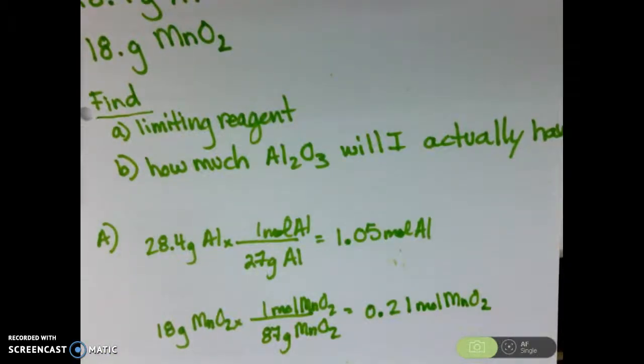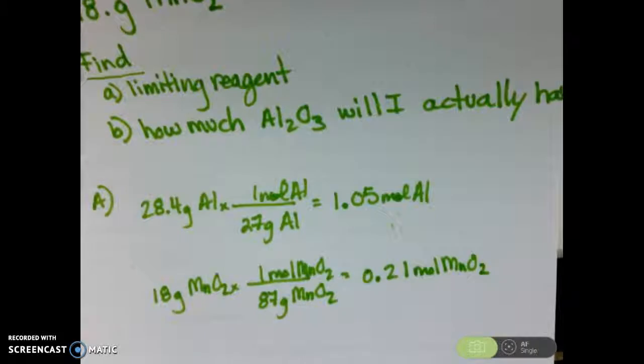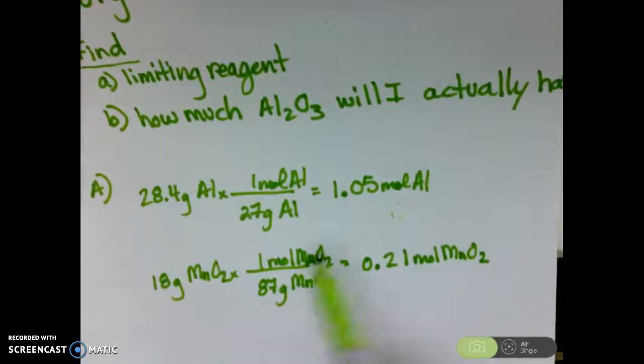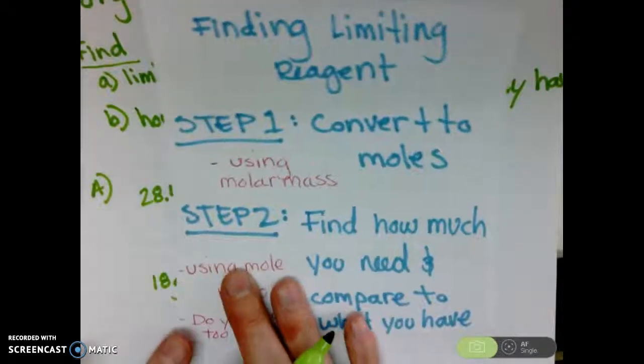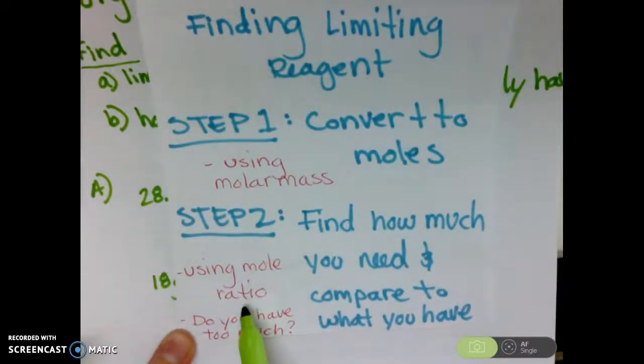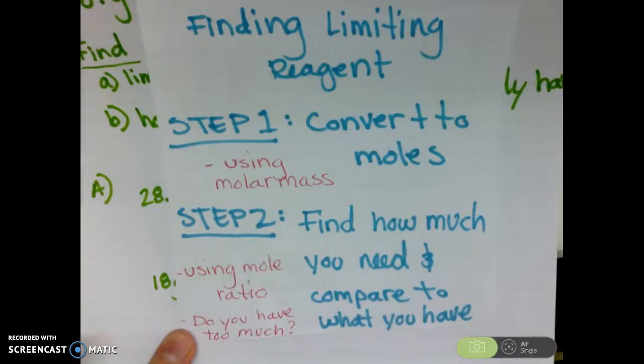Alright, so you can see that for part A, we have found our moles of aluminum and our moles of manganese dioxide. So now that we have our moles, we need to figure out how much we actually need, which is our step 2. Okay, so step 2, looking at this again, we need to use a mole ratio and then compare those mole ratios to see, do I have too much or do I have too little?